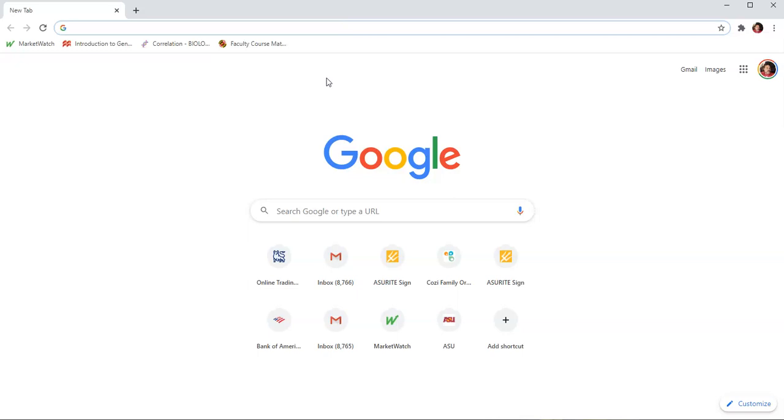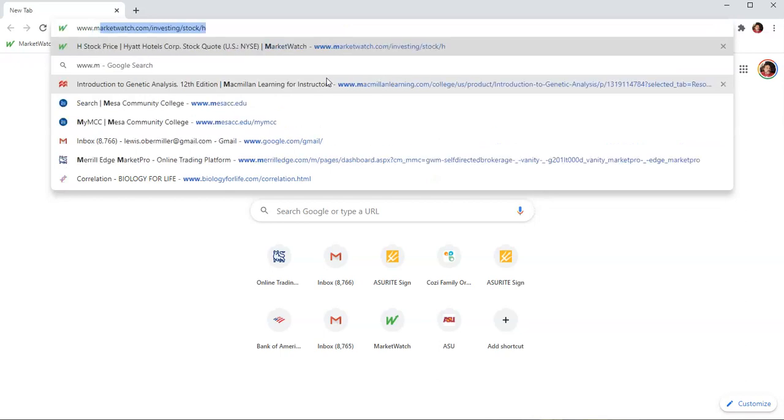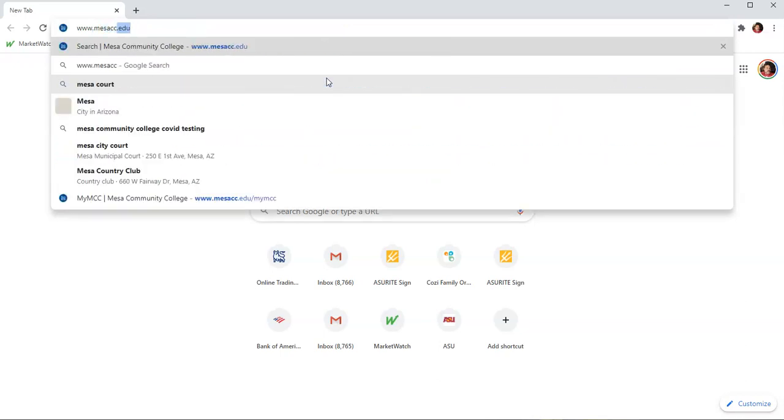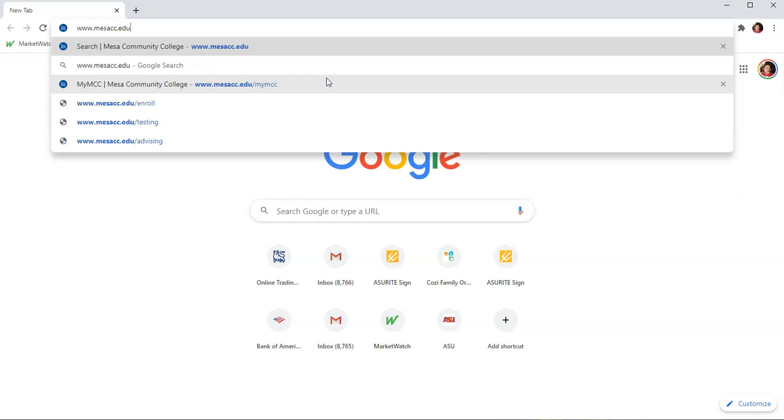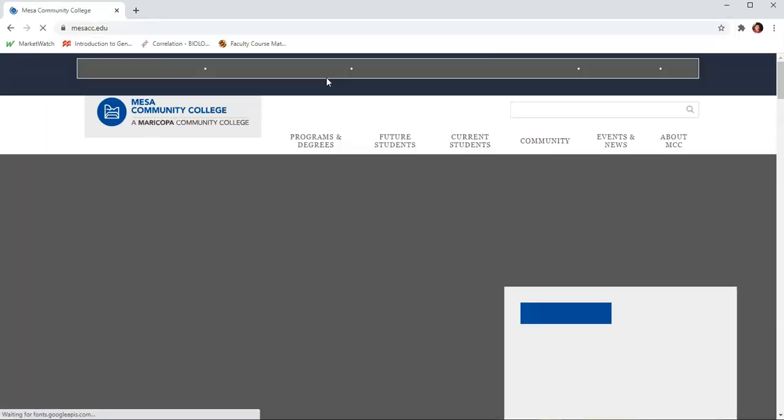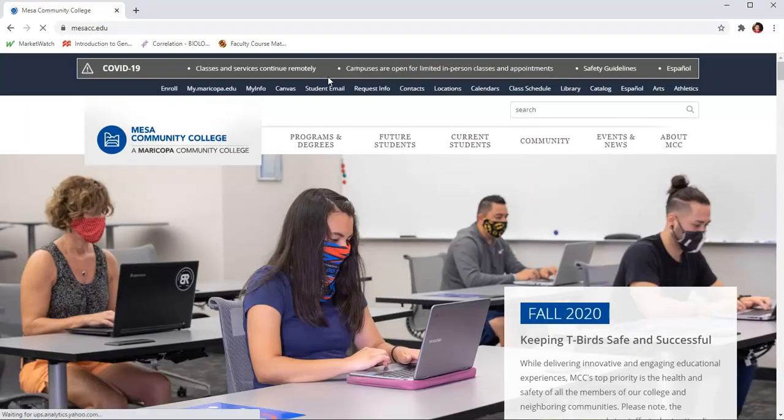And so that means we're going to go to www.mesacc.edu. And when you do that, you should get this screen. And on the top, you can probably see a yellow circle. I can't see that on my end, but that's just showing you where my mouse is. And when I click on something, it becomes blue.